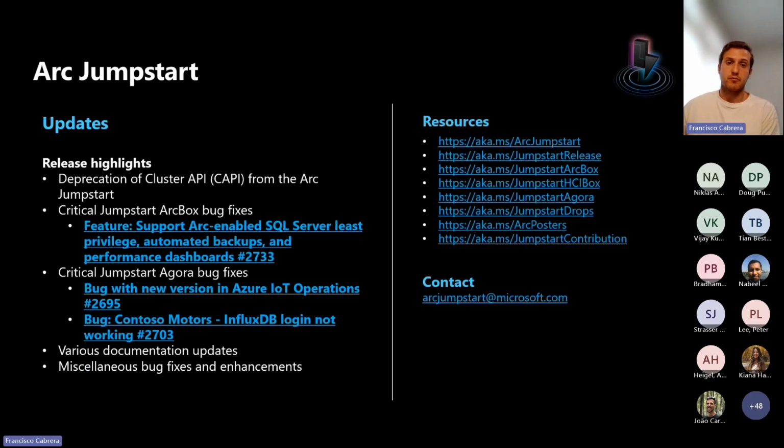We had a release that was packed with features and bug fixes. So the first thing was the deprecation of Cluster API, or CAPI, from all our Jumpstart. Basically we removed the implementation of CAPI from all our scenarios, from Agora, from all our products. This was a big change, right? And we introduced K3s as the default Kubernetes distribution across our products.